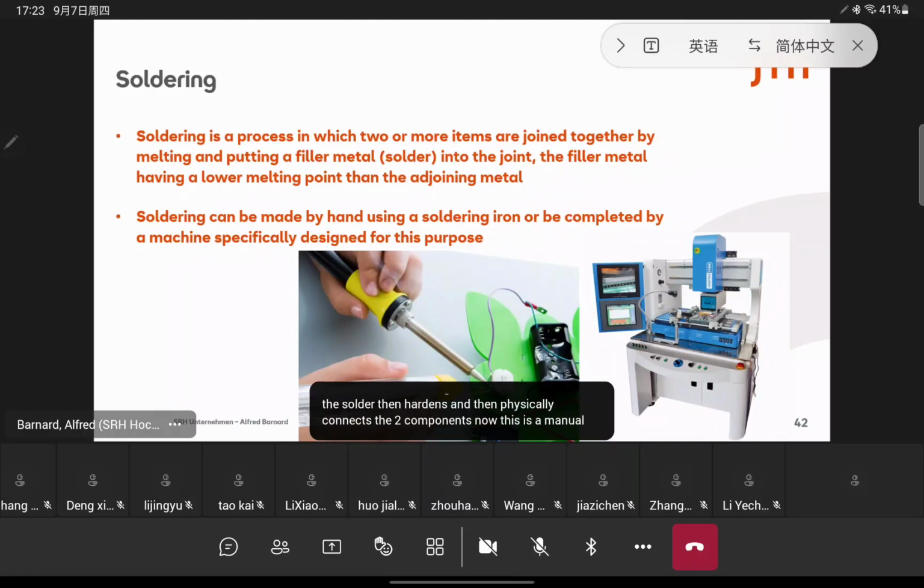Now, this is manual soldering, and on the right side you have a soldering machine, or commonly a pick and place machine that would pick and place the components, not at random, but it will place and connect them.